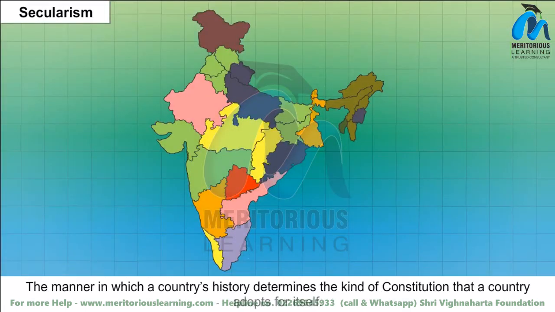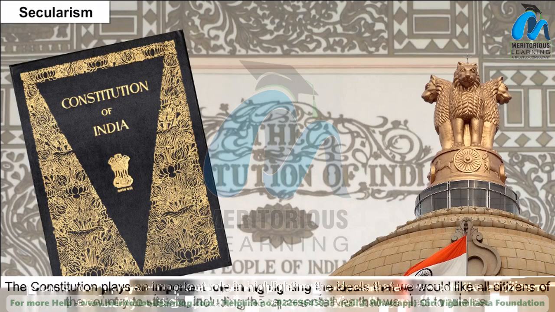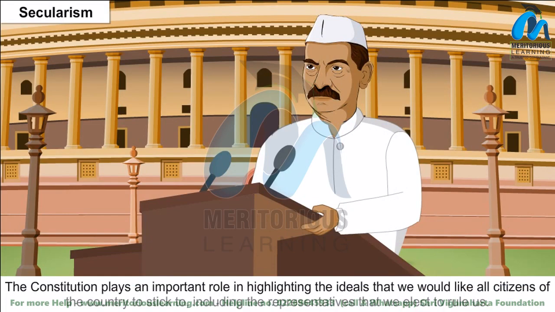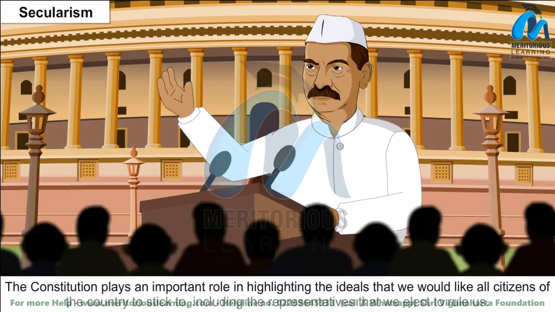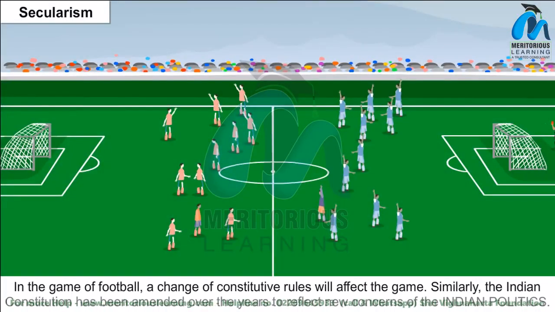The manner in which a country's history determines the kind of constitution that a country adopts for itself. The Constitution plays an important role in highlighting the ideals that we would like all citizens of the country to stick to, including the representatives that we elect to rule us. Example: in the game of football, a change of constitutive rules will affect the game similarly.